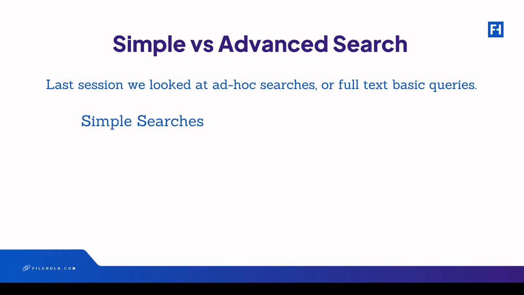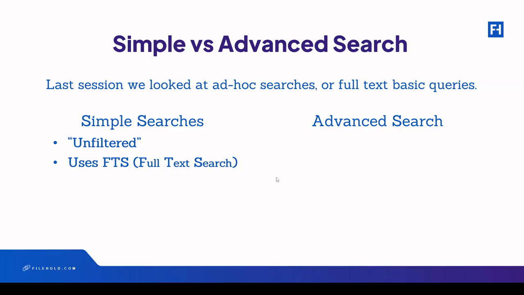Now, simple searches versus advanced search. With a simple search, it's considered an unfiltered search. We're trying to bring back as many results as we possibly can. It's giving you back the most information that's available to you from the search. It uses the FTS, or the full text search mode, and as we saw last time, full text search has some interesting things to it, such as dropping out noise words, not worrying about capitalization. So it's a really powerful search tool to bring back as many results as quickly as we possibly can.